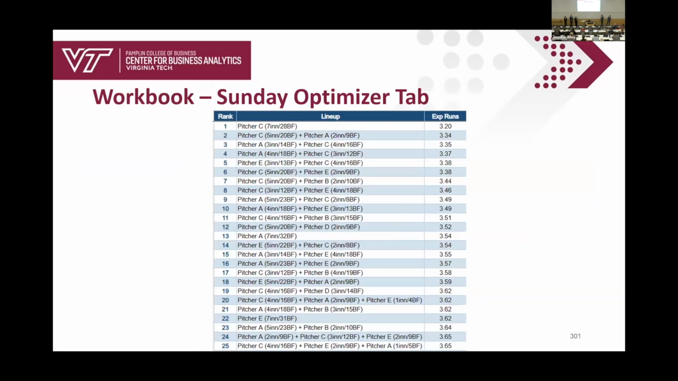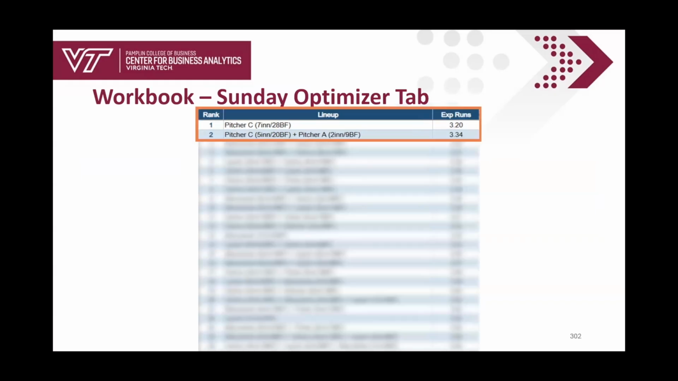Thank you, Connor. This is our Sunday optimizer. This optimizer takes over 300 possible pitching lineup combinations, ranks them based on expected runs, and returns the top 25. Here we have the top two ranked scenarios, the first one being pitcher C pitching for 7 innings with 3.2 expected runs, and the second ranked scenario of pitcher C pitching for 5 innings and pitcher A pitching the other 2 with 3.34 expected runs.